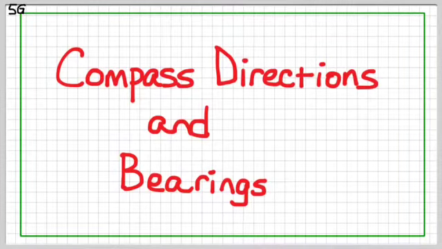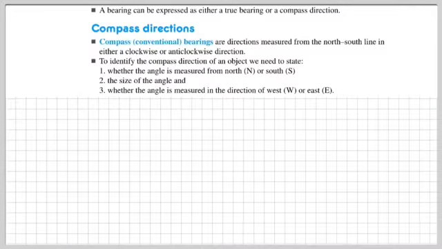Okay, we're going to have a look at compass directions and bearings, guys and gals. This is a nice straightforward topic, so let's have a look at it. We know that a bearing can be expressed as either a true bearing or a compass direction. When we refer to these bearings, we're referring to the direction of one object from a reference point when looked at, say, on a map from above, as if you were looking at a map.